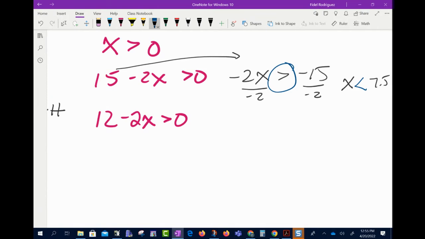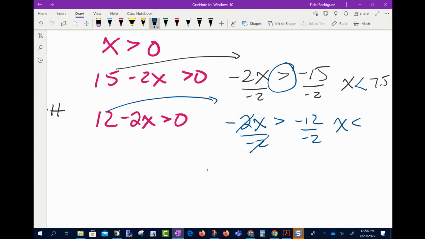Okay, so look, we're going to do this one more time, right here. I'm going to move that 12 over, I'm sorry. So I have negative 2x has to be bigger than negative 12. So when I divide both sides by negative 2, I'm going to come up with x is smaller than 6.